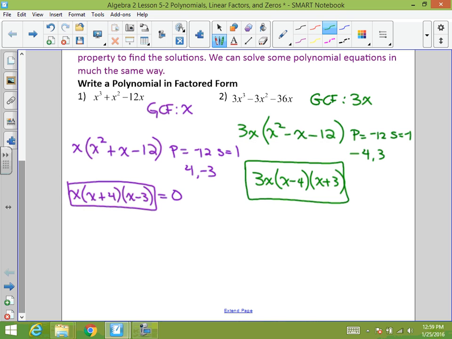Again, you have to learn how to factor. We've done factoring in Algebra 1, we've done factoring in Algebra 2. You are going to use factoring forever, so you might as well get it down now and get less frustrated later. All right.